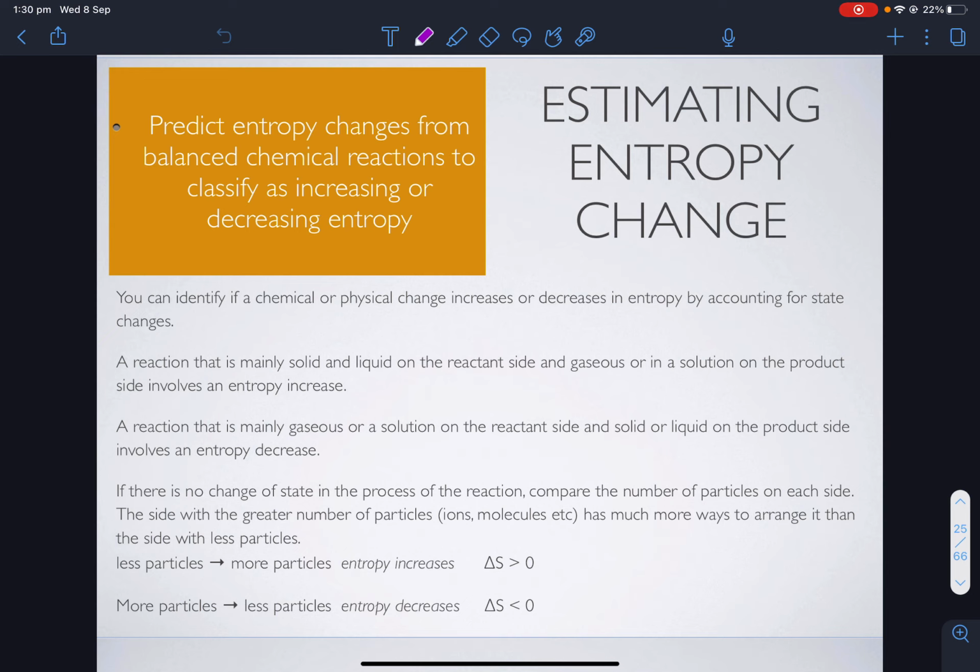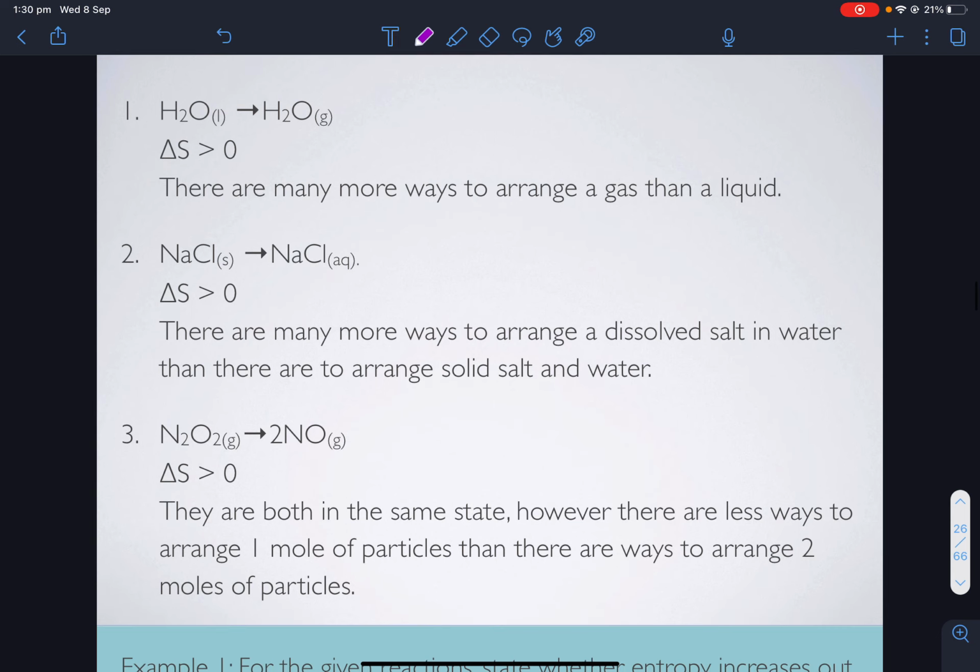If there's no change in state, that's called a homogeneous reaction. We're going to use the number of particles on each side as an estimate. The side with the greater number of particles will have many more ways to arrange it, so it will have the larger entropy. From there, we'll estimate if entropy increases or decreases, and we can use the symbol delta S for the change of entropy: greater than 0 if it increases and less than 0 if it decreases.